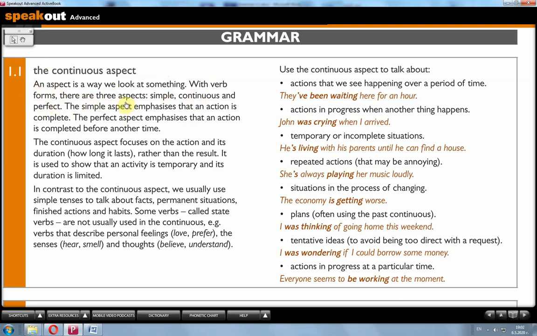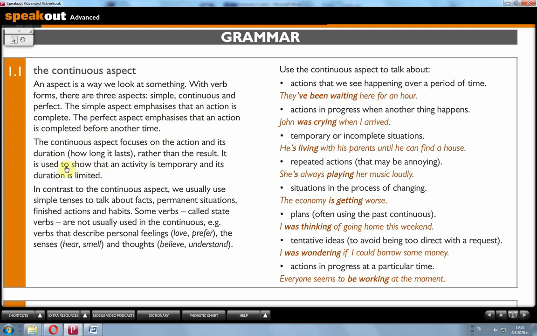With verb forms there are three aspects: simple, continuous, and perfect, what I just mentioned. The simple aspect emphasizes that an action is complete, so when you talk about simple tenses, always completed action. The perfect aspect, which we are going to study in unit 4, emphasizes that an action is completed before another time or before another action, and the continuous aspect for today focuses on the action and its duration, how long it lasts rather than the result.